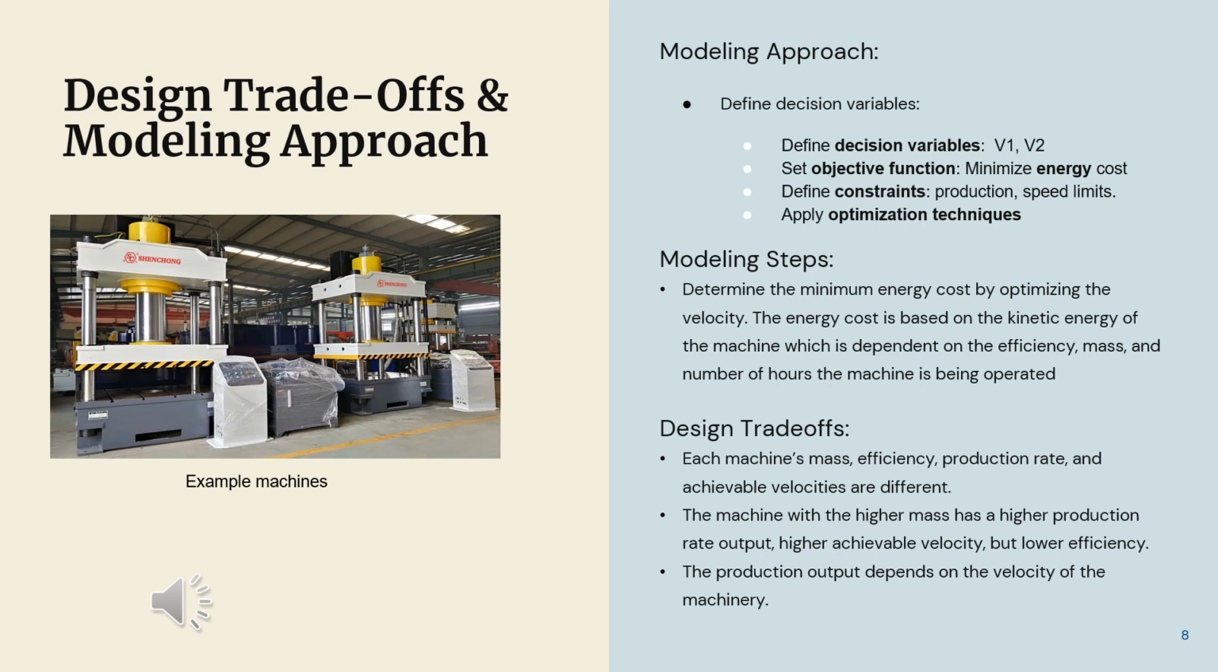The design trade-offs and modeling approach: the variables under consideration are velocity 1 and velocity 2. The trade-offs are such that each machine's mass, efficiency, production rate, and achievable velocities are different. The machine with the higher mass has a higher production rate output, higher velocity, but lower efficiency. The production output depends on the velocity of the machinery.